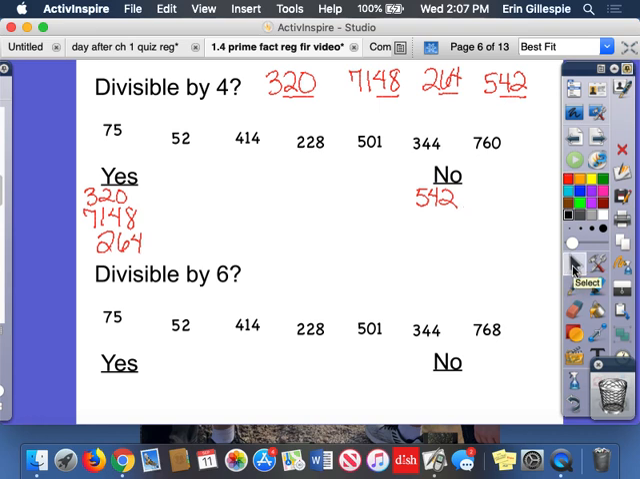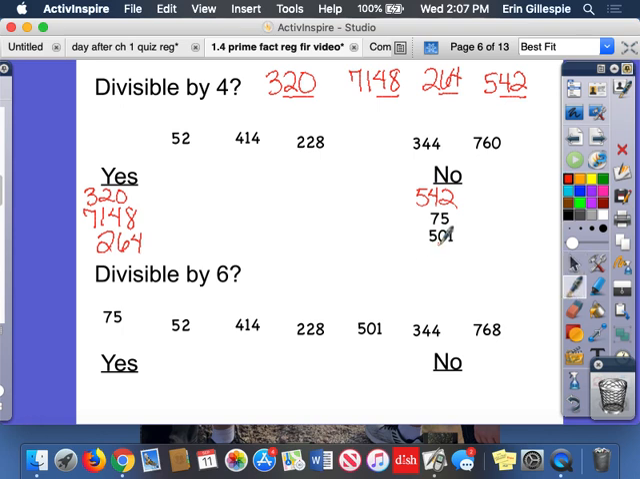All right, so 75 is only a 2-digit number, so that means you just have to check those 2 digits to see if you can divide by 4. Well, I don't know if you guys noticed, but like the only ones that are going to be yeses are going to be even numbers. There's no odd number that you can divide by 4. So I could figure out just by looking at that this is going to be a no, which means 501 is also going to be a no.